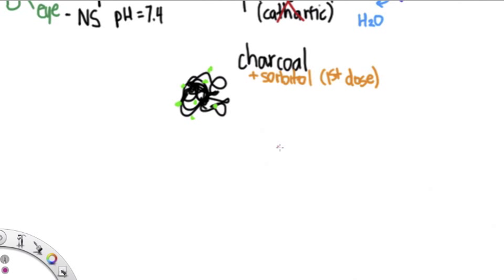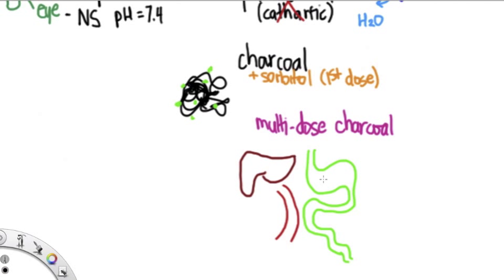You can even give more than one dose of charcoal, called multidose charcoal, with the idea being that the first dose of charcoal is going to grab up any toxin that's in the GI system, and then they're going to poop that out.